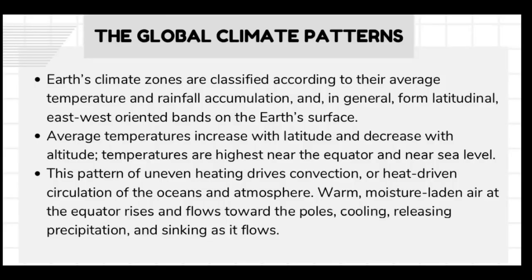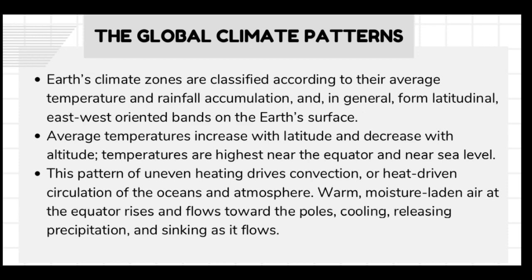The global climate patterns. Earth's climate zones are classified according to their average temperature and rainfall accumulation, and in general form latitudinal east-west oriented bands on Earth's surface. Earth's climate zones are classified based on temperature and rainfall, on how much rain has fallen or will fall in total.